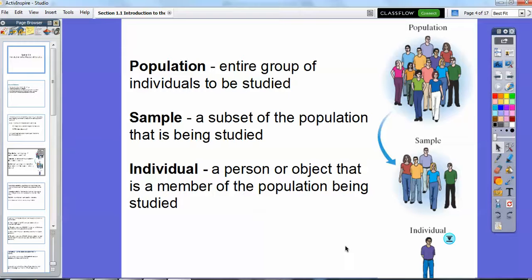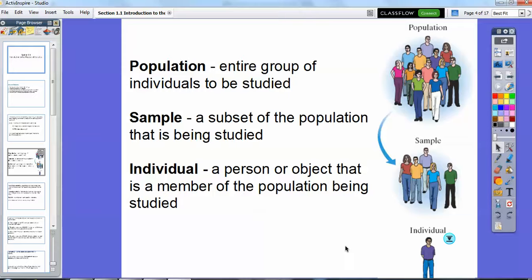These terms, population and sample, are huge. I am going to talk about these all the time. So probably two of the most important terms in this section. The population is the entire group being studied. If I wanted the average household income in Monroe City, then my population is every household in Monroe City.